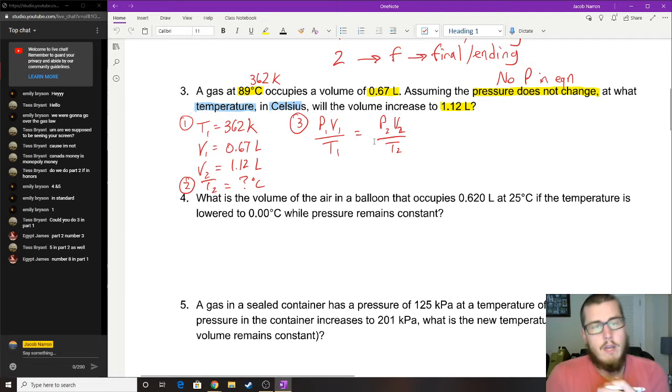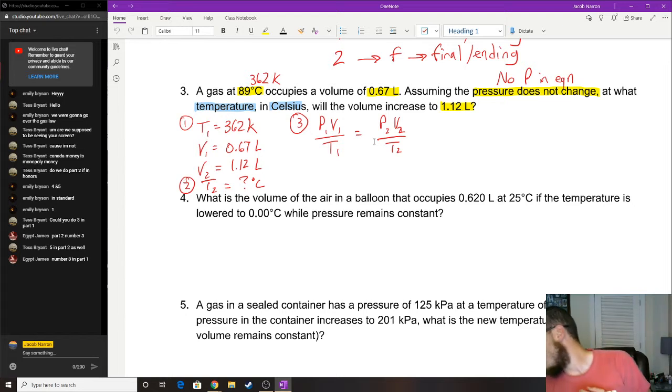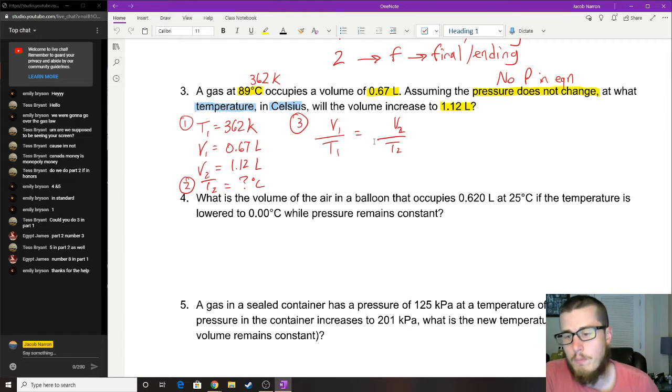So, here's the thing. Always start with the combined gas law. You don't have to memorize it because they give it to you in the reference tables. And then, based on what they've given you, you look and see, okay, what stays constant? Pressure. I just said there's no pressure in the equation. So I'm just going to eliminate pressure. And then you've got the equation you want. If you need more, just let me know.